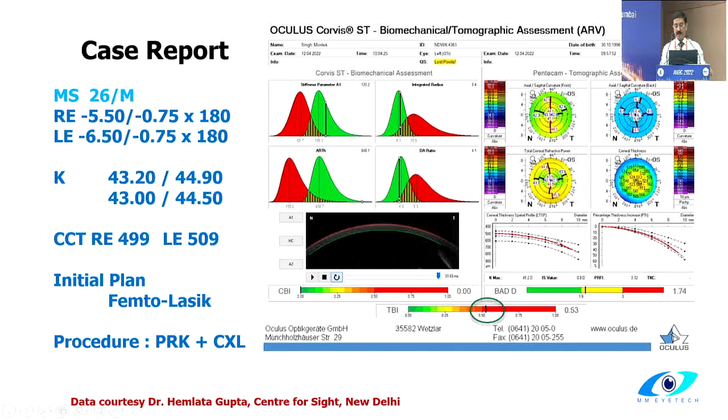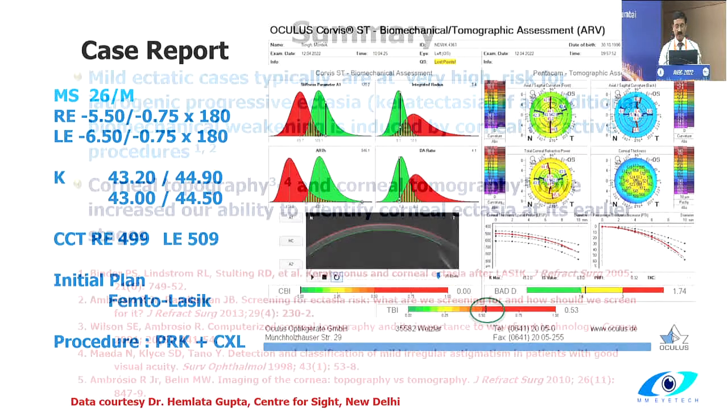If you look at the Belin-Ambrosio display by itself, it's not that bad. Both the CTSP and the PTI changes are not outside the range. If one looks at purely biomechanical factors, again, they are not outside range. But when you put them together, you find that you have a patient who would not be a good candidate. So that was converted from a flap-based procedure to a surface ablation. The patient was very, very keen, and this was coupled with CXL to help prevent the ectasia.